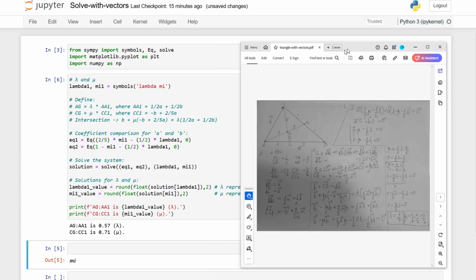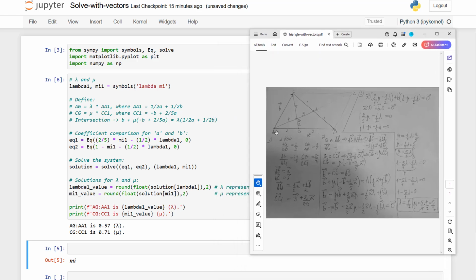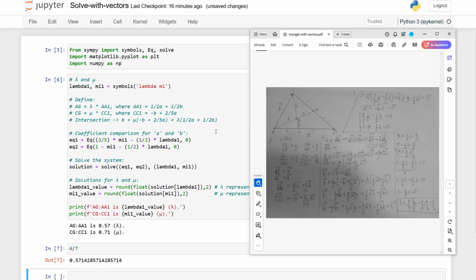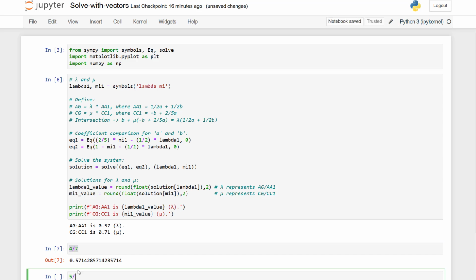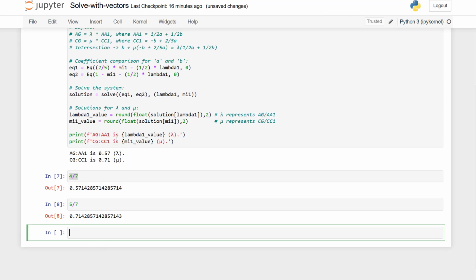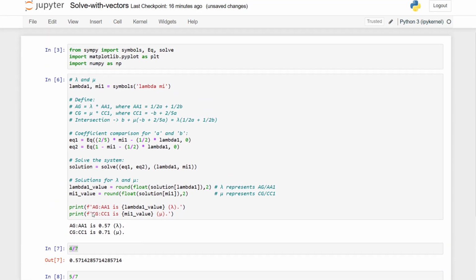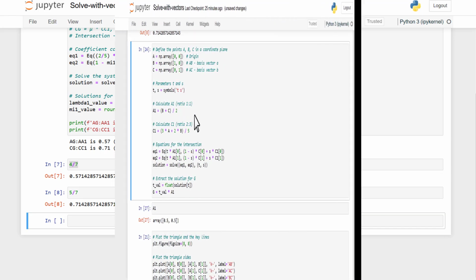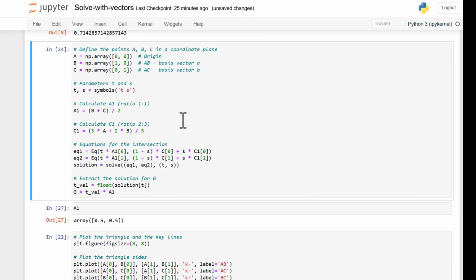Let's take a look at our paper. So 0.57 should be equal to 4 over 7, fair enough. So 4 over 7 is 0.57, and the next thing that we had to do was 5 over 7, and 5 over 7 should be, yeah, 71 something, exactly. So now let's draw the triangle with Python. So let's solve further with Python and plot our beautiful triangle.